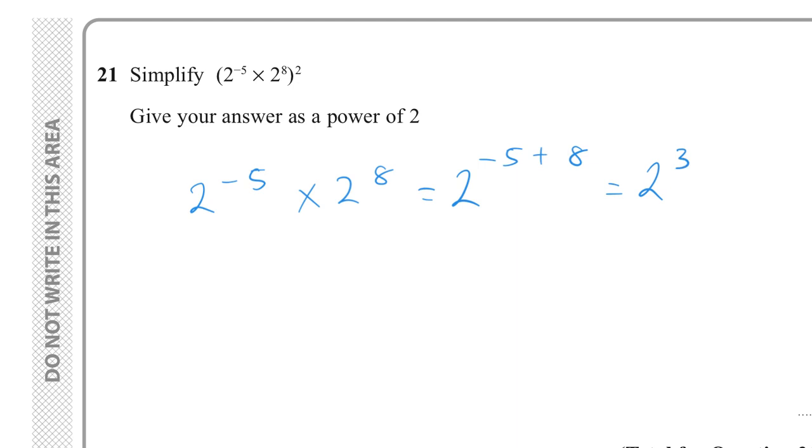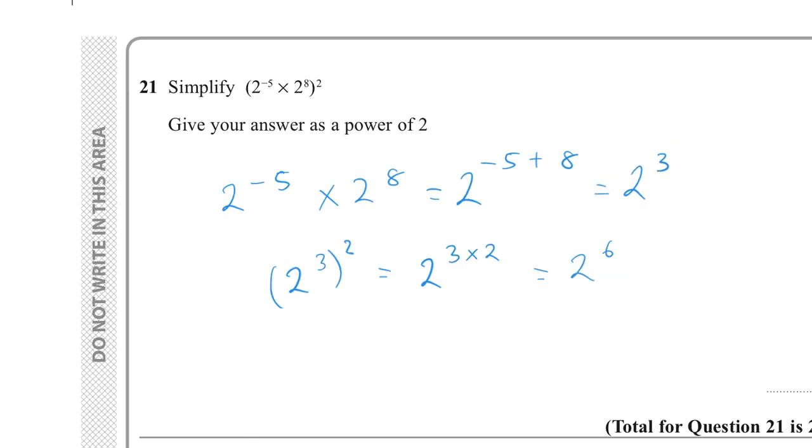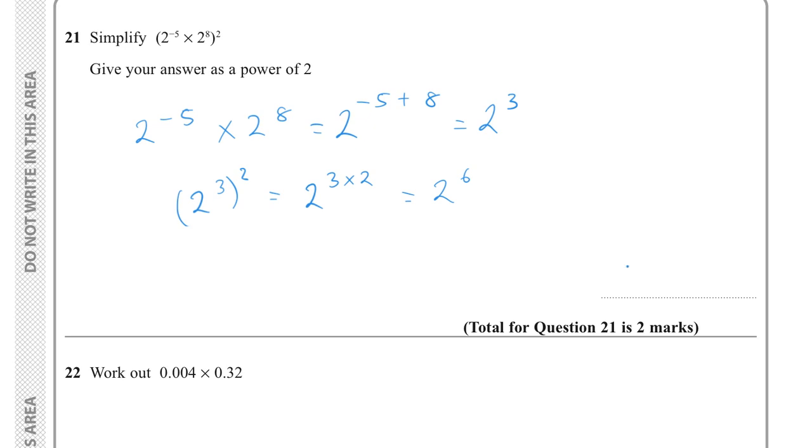That isn't the answer, because we've got to do one more thing. So actually, we've simplified the bracket really nicely. So now it's 2 to the 3 to the power of 2. And if you know your power laws, this means 2 to the 3 times 2, because it's a power to a power. So this is 2 to the power of 6. And that's it. 2 to the power of 6. Only worth 2 to be fair.